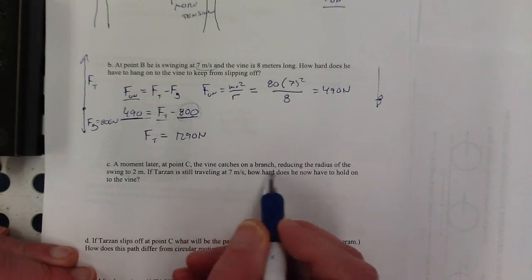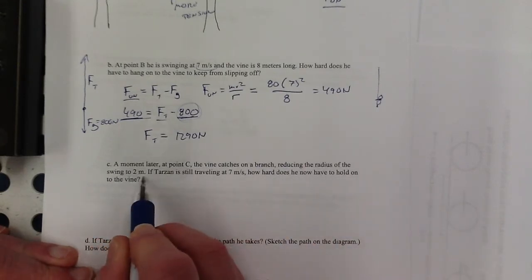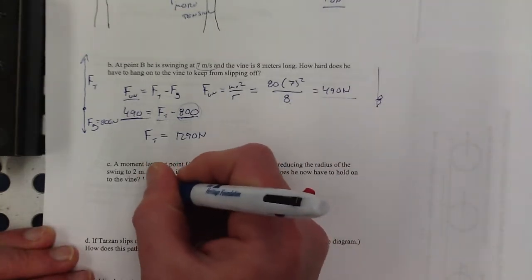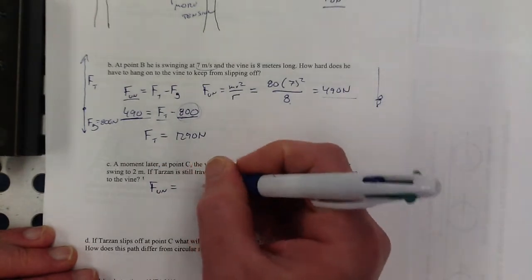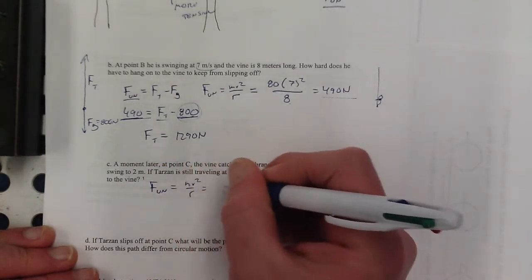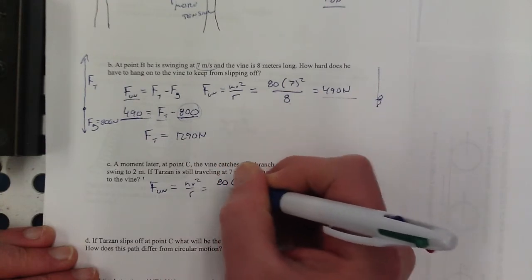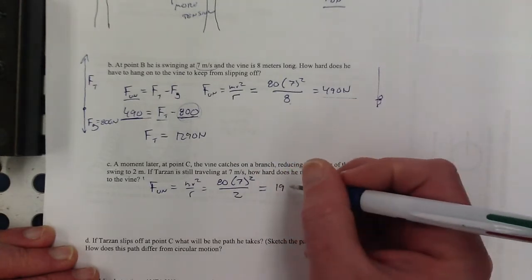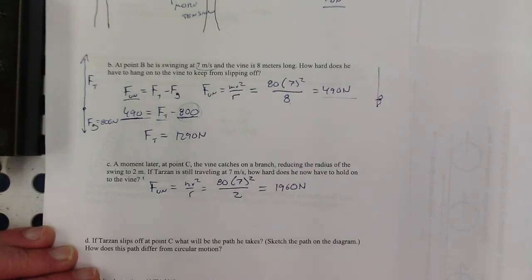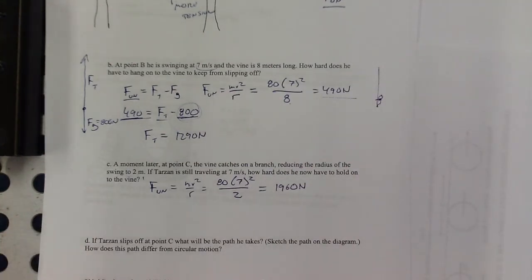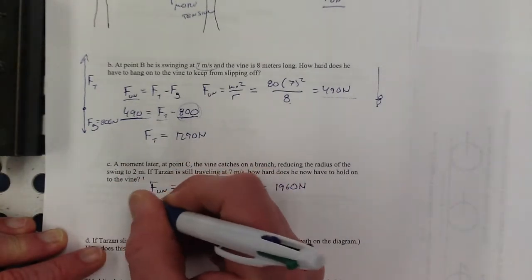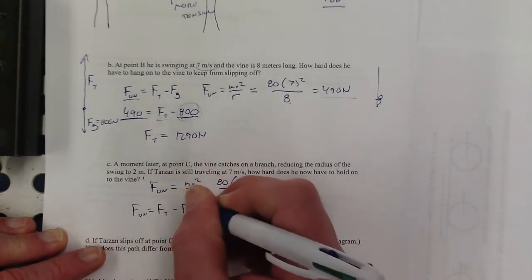A moment later at point C, the line catches on a branch, reducing the radius to 2 meters. If you reduce this to 2, that's going to quadruple this. So now the unbalanced force on him is, his mass is the same, his speed is the same, but now the radius is only 2. So that's going to be that. And when I put that in this same equation, unbalanced force is that tension force minus the force of gravity.